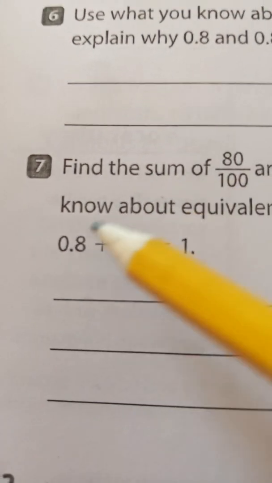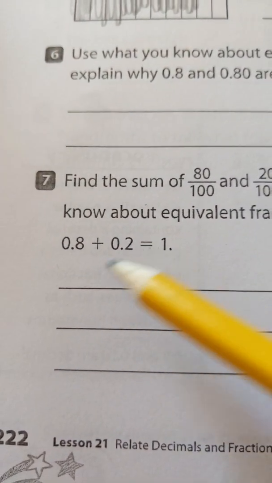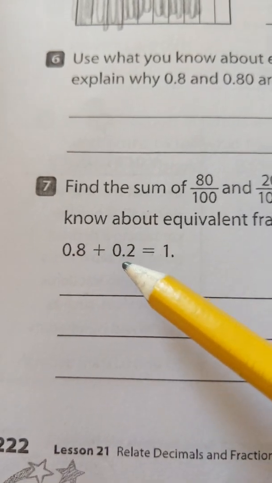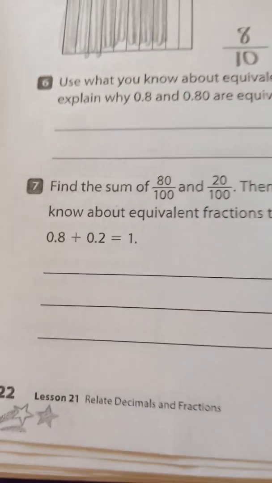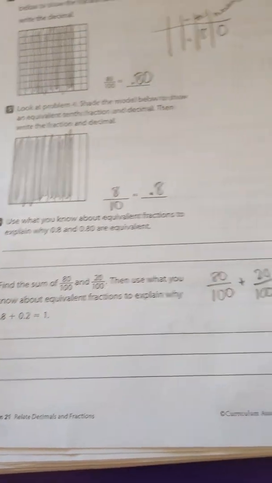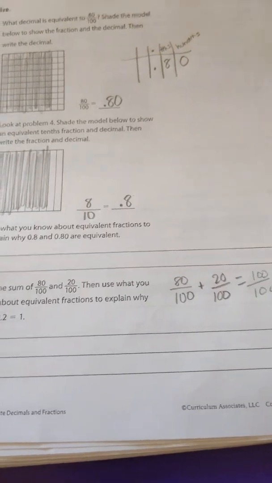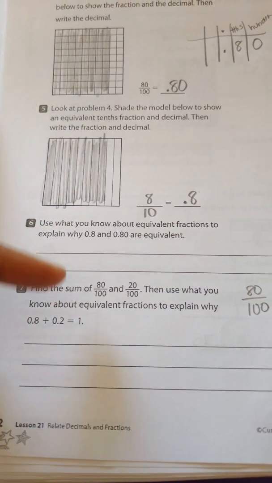Same thing I'm doing right here. 8/10 and 2/10. If I shade 8/10 and then I shade 2/10, I'm going to shade that whole thing. So it gives me 1 whole. I want you to explain why in your own words. Pause the video here and write in your own words, why are these equal? Why is it the same?